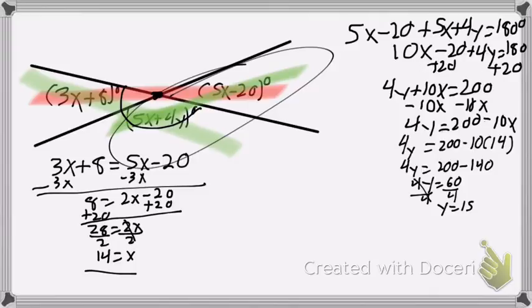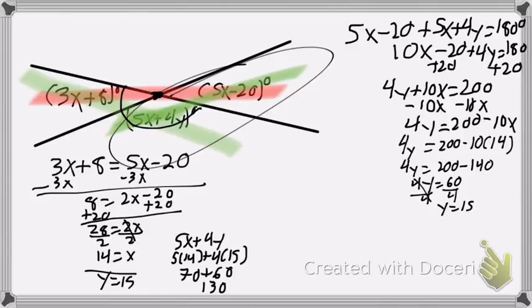So then I would go back, I need to find the measure of that angle anyway. So now I know that x equals 14, y equals 15. So then I go 5x plus 4y. Do all that substitution. I get 5 times 14 plus 4 times 15. I get 70 plus 60, or 130 degrees. I would also go back up here, plug 14 in right there, and that would give me 50 degrees. So notice 50 and 130, they do indeed equal 180. So we know we're right.